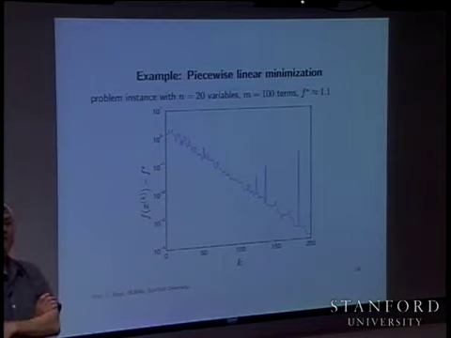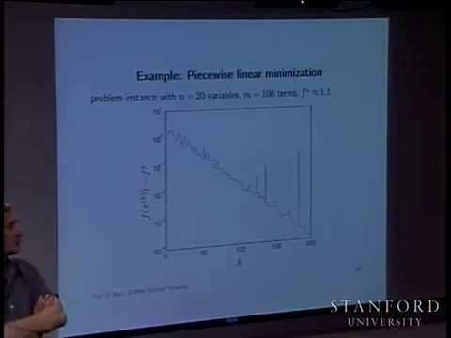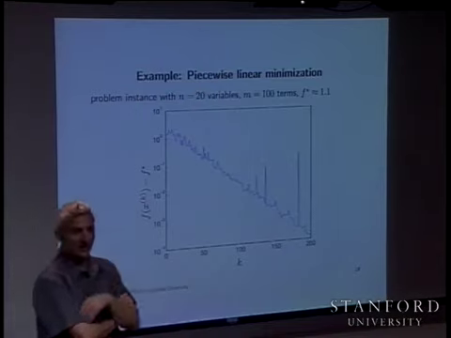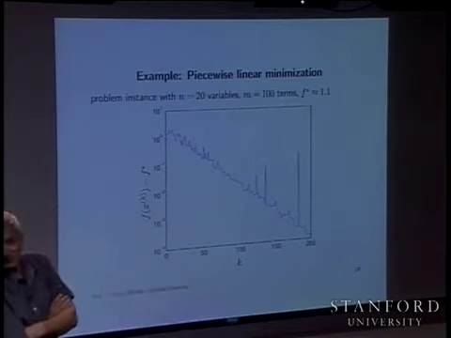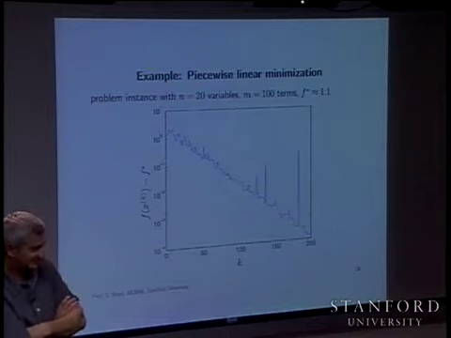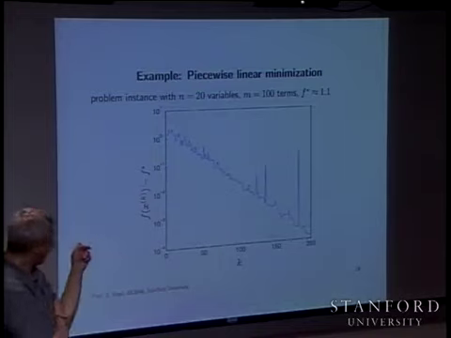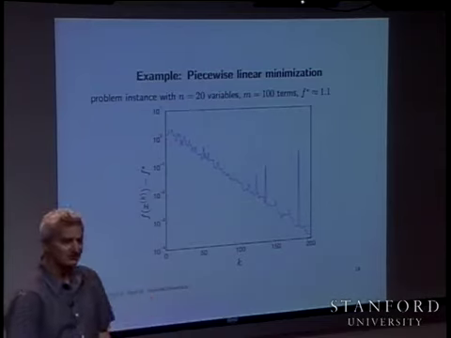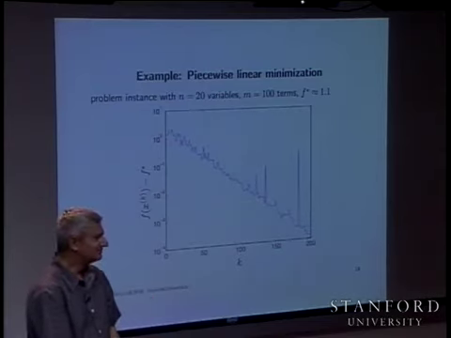Dominating cost is going to be forming A transpose HA, period. So forming a 20 by 20 matrix, which is a 100 by 20 matrix multiply or something like that. So that's 100 times 20 squared. And you're going to do maybe 20 steps. That's an interior point method. How fast would that be? Just order of magnitude. What do you think?